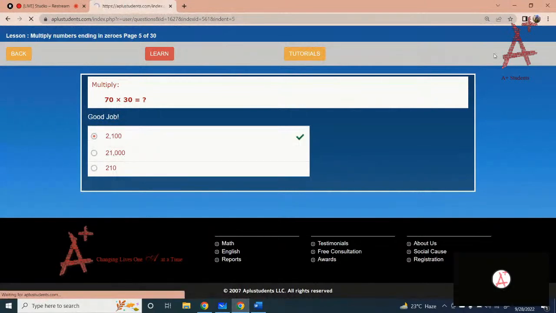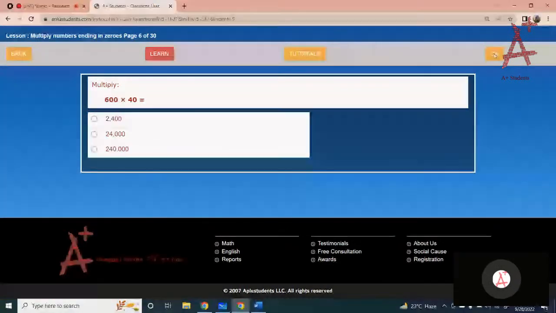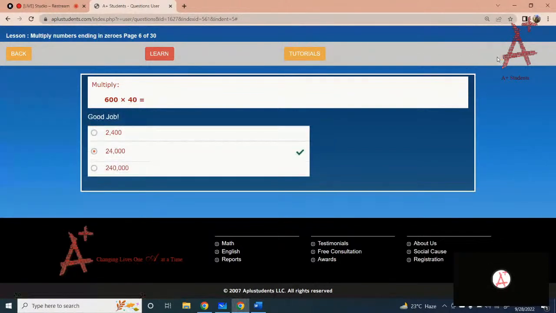Okay. Now 600 times 40. So 6 times 4 is 24, and the zeros for both the numbers are 3, so it makes 24,000. Got it? 6 times 4 is 24, and here one zero with 40 and two zeros with 600, that means collectively we have three zeros, so it makes 24,000. Got it?